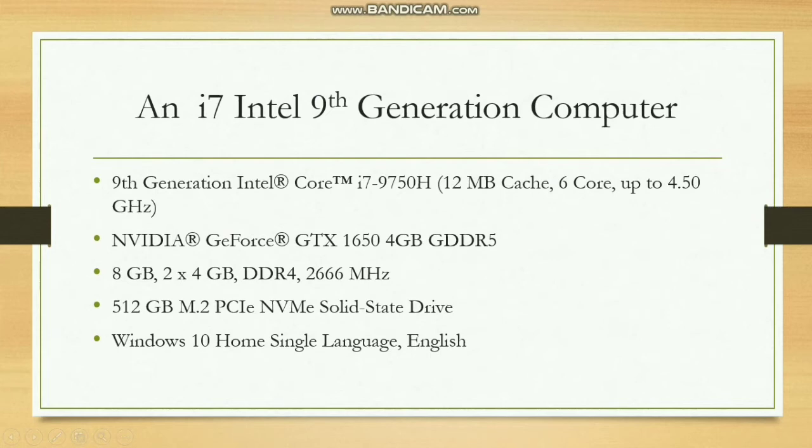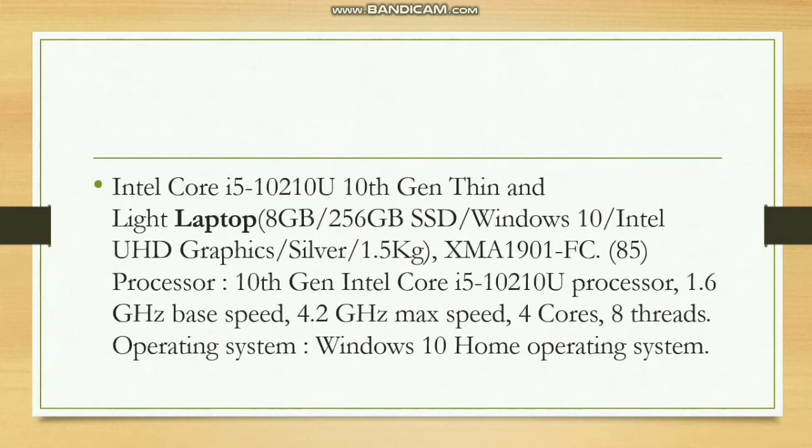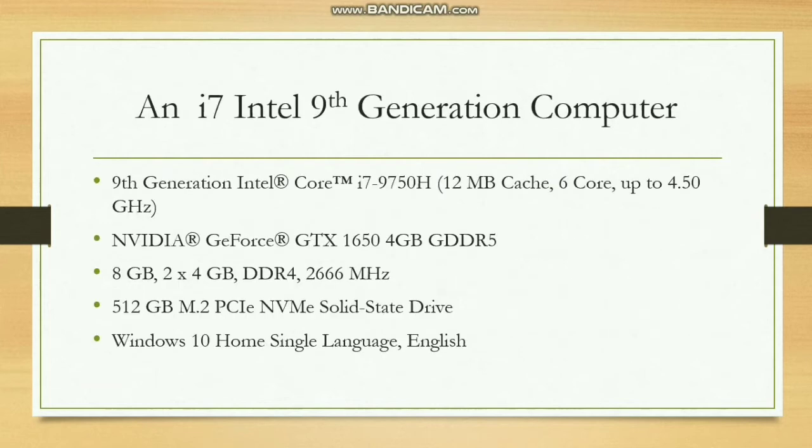It could handle about 8 GB, that means 2 into 4 GB DDR4, 2666 MHz, with Windows 10. This is the manner in which the basic processor could handle data. Okay, this is about i5. The last one was about Intel i7, the 9th generation.